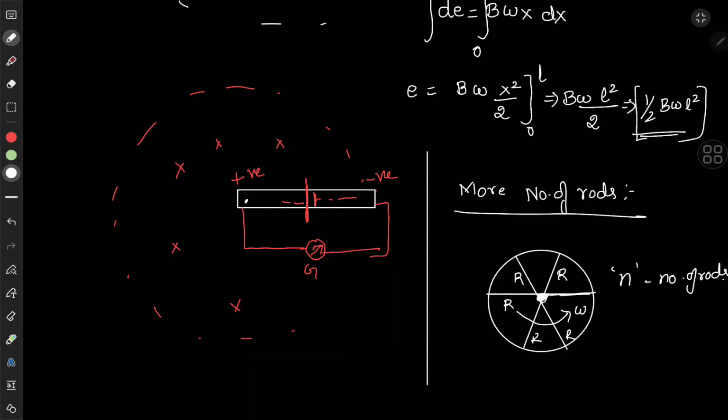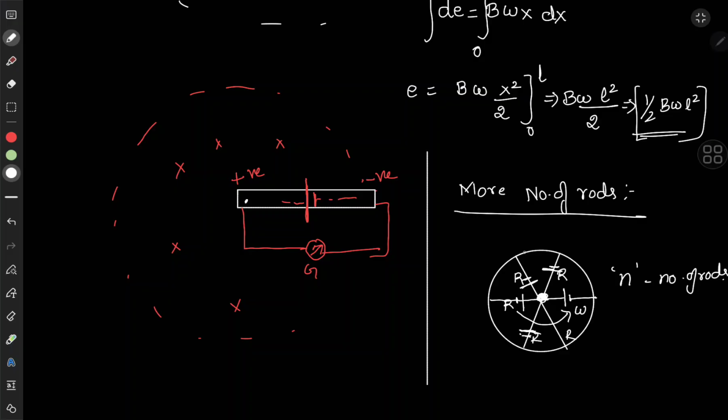That means each rod will induce some EMF. This is going to be the induced EMF by this cell, by this rod. Then the induced EMF in this one we can write like this, in this one like this, and in this one the induced EMF will be like this.